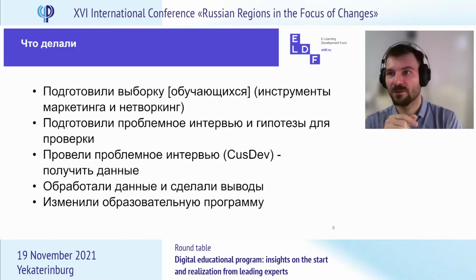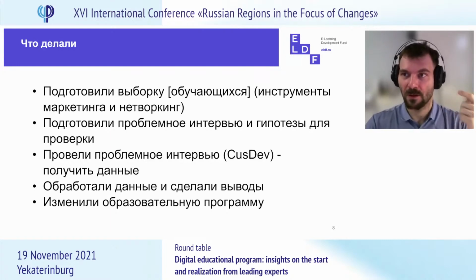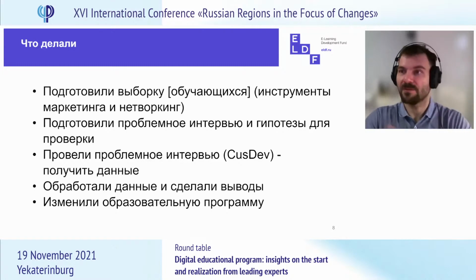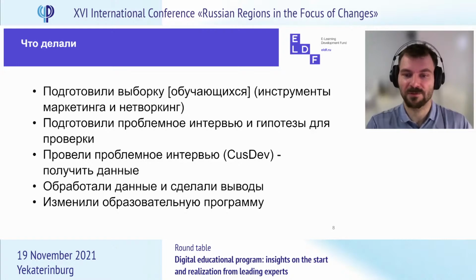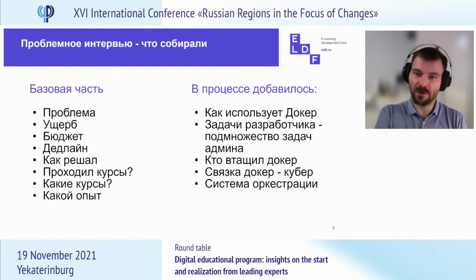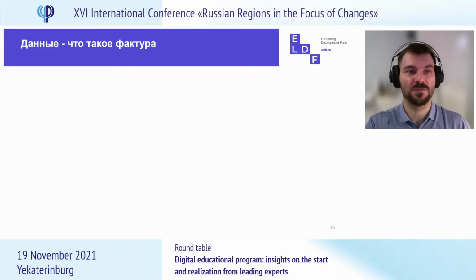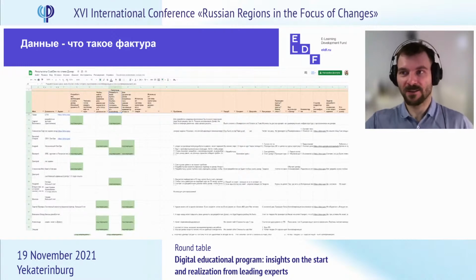So what did we do for this so-called launch that happened before regular operation? We created a selection, a sample of trainees, of learners, about 100 people through marketing and networking. We prepared a problem interview, and we drafted some hypotheses to be tested. We conducted this problem interview, and we got the data, we processed it, and changed our educational program. This problem interview included some basic things about the problem, the damage, the budget, the deadline, and so on. The questions we honestly try to find answers to. And on the other hand, during the interview, we found out that we had to ask other things about this specific course. So during this problem interview, the interview itself changed in the process.